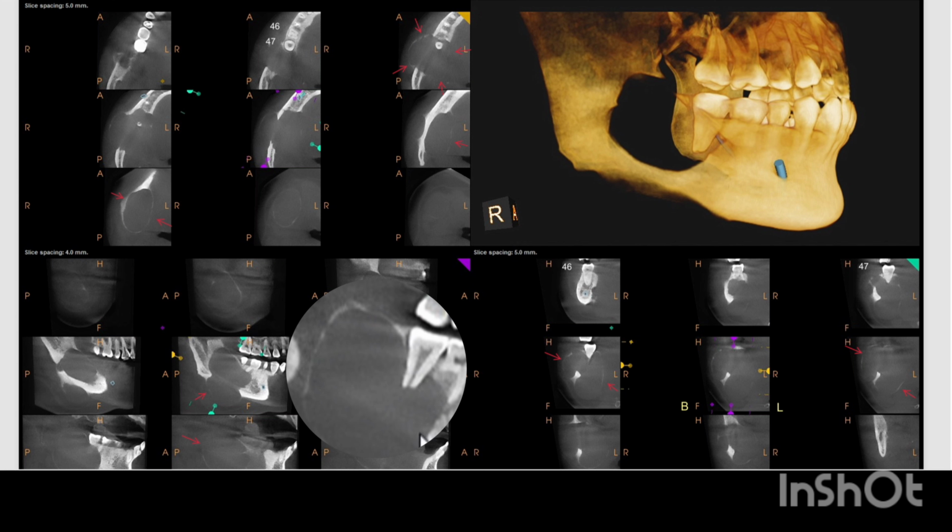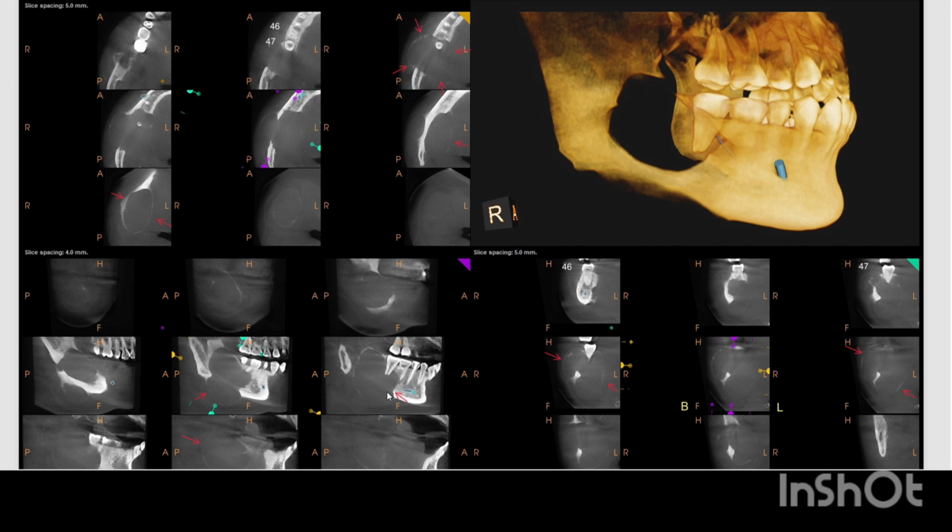In the next scan, I'll show you the post-operative scan and the post-operative results for this case. Here I have compiled all the images so that you are able to see the cross-sectional, sagittal, and axial views in one screen, so it's more convenient. Thank you and stay tuned.